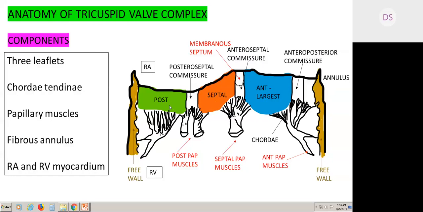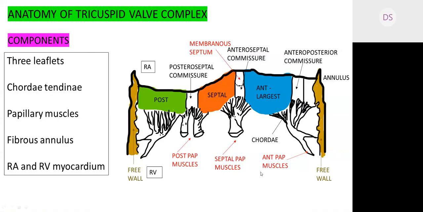And you can see here the chordae are coming from the posterior leaflet. However, the muscle where they attach will also be shared by the septal chordae. So the posterior and the septal chordae attach to the posterior papillary muscle, the septal and the anterior to the septal papillary muscle, and the chordae from the anterior and the posterior will attach to the anterior papillary muscle. Now all of you know that a part of the interventricular septum is the membranous septum. And this membranous septum is usually located between the septal and the anterior tricuspid leaflet. So the tricuspid valve is located inside the heart, very close to the interventricular membranous septum.